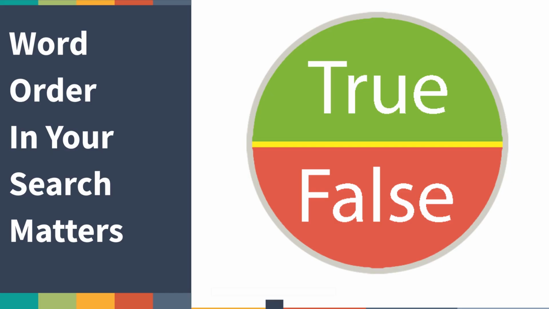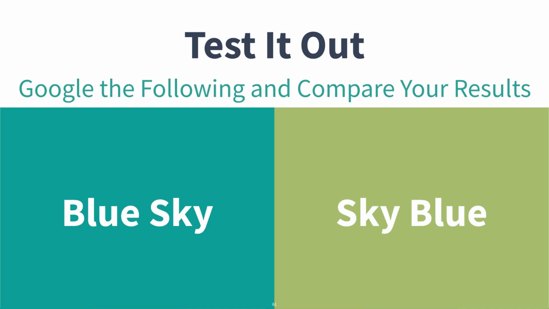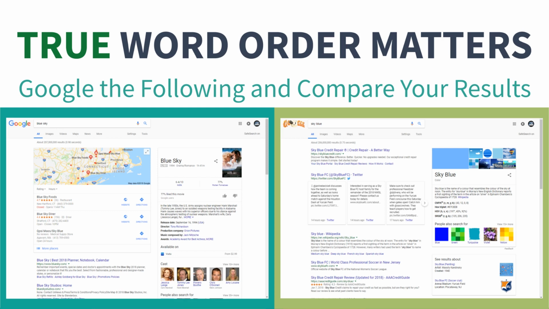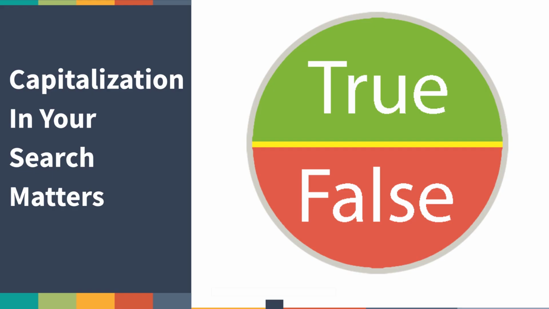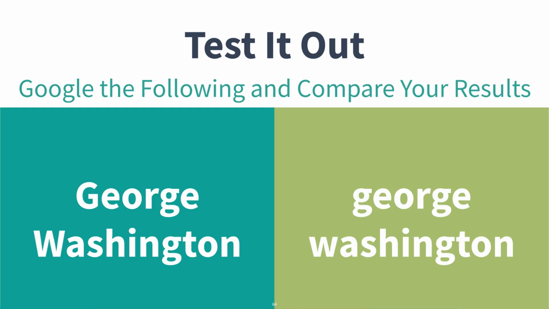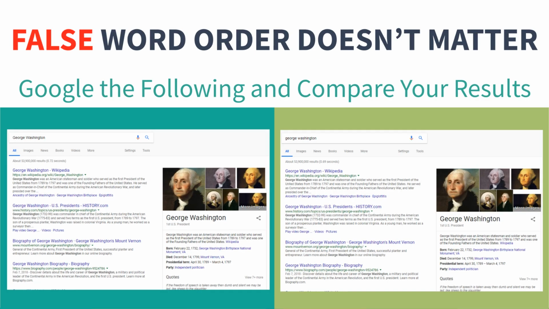True or false, word order in your search matters. Let them try "blue sky" versus "sky blue," and they'll get 2 very different results. That's also true. And then the final one is, capitalization matters, true or false. You can have them type in anything here because capitalization does not matter.